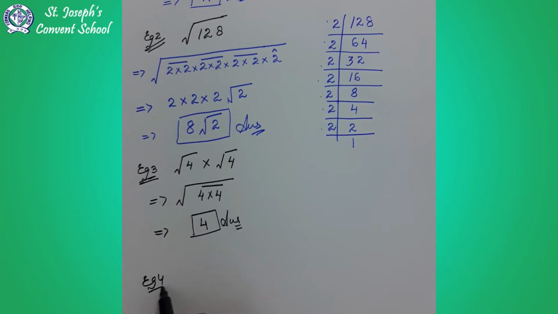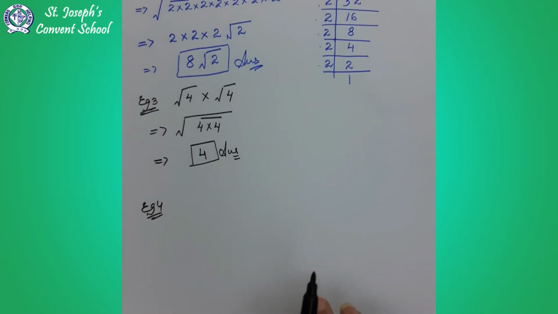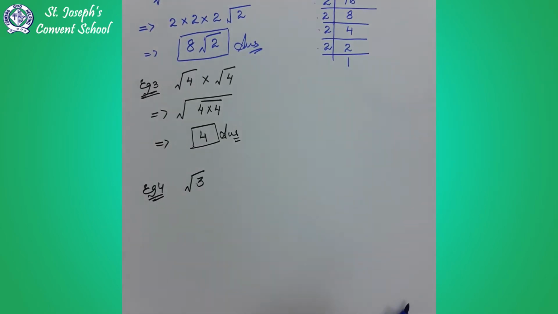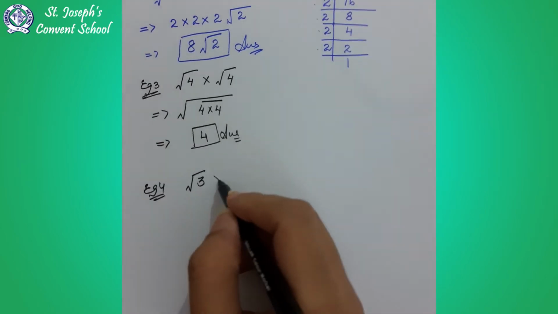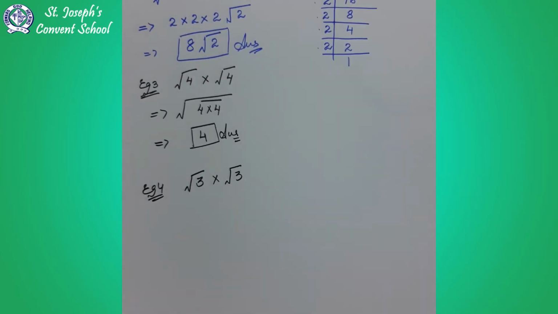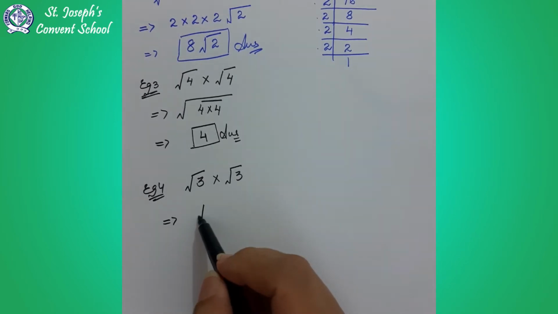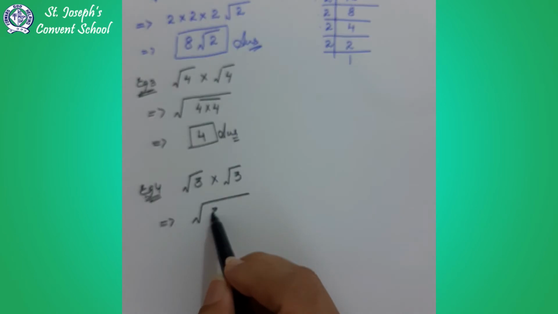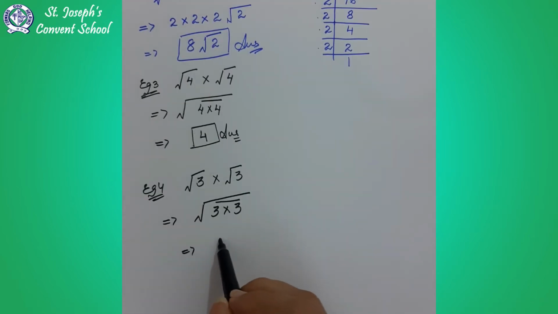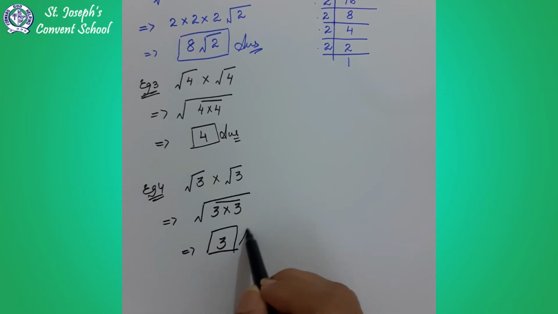Example number 4. Suppose it is under root 3 into under root 3. Now again you can see both are in the root sign, so write them in one root sign. Both in one root sign, 3 into 3. So again this is a pair, you write outside the root once, 3 only. So this is the answer.